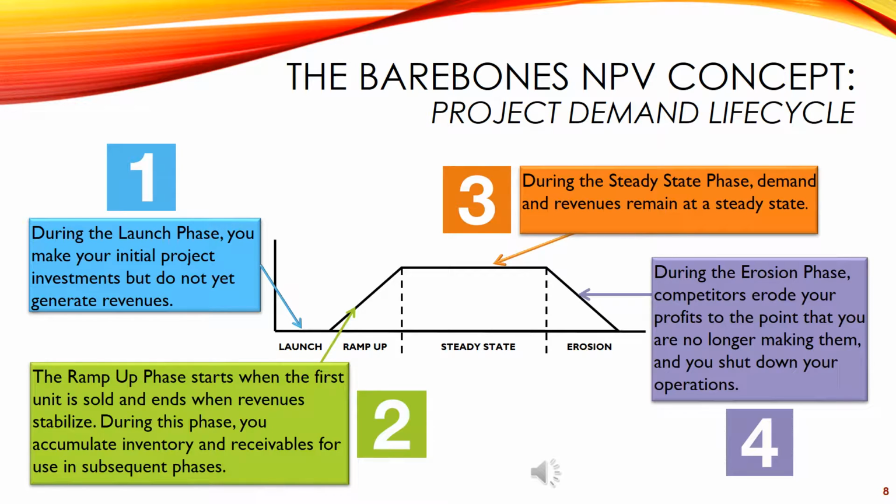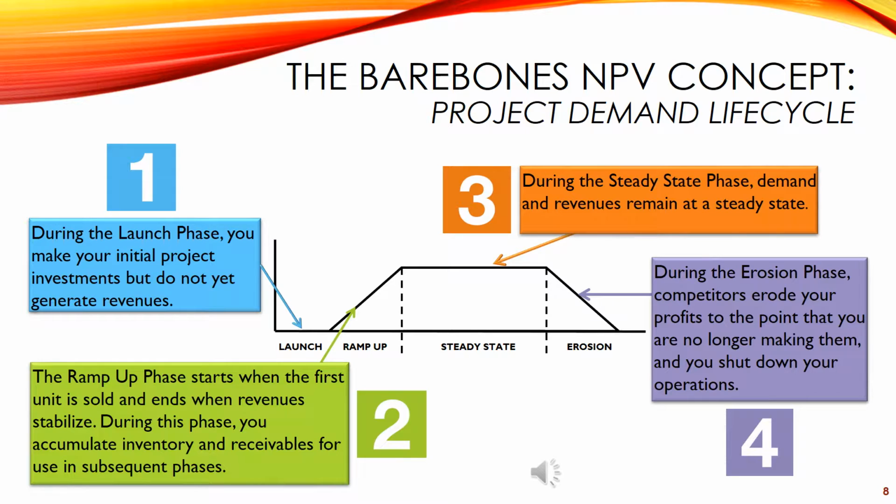The first phase is called the launch phase, which we have listed here as phase 1, and we've highlighted in a light blue box. And this is the phase where the initial project investment is made, but there is no generation of revenues. In phase 2, which we've highlighted in light green, and it's called the ramp-up phase, this is where you start to make some money. This is when the first product unit is sold, and it ends when revenues stabilize. During this phase, you accumulate inventory and receivables for use in subsequent phases.